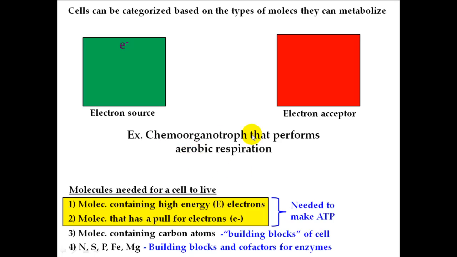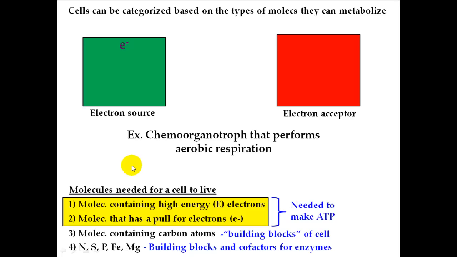And by the way, this happens to describe what animals do, what we do. We are chemoorganotrophs that perform aerobic respiration. Sometimes our muscle cells do fermentation when they need a little bit extra boost of energy, but for the most part, this is what we do. And some bacteria can do this as well.